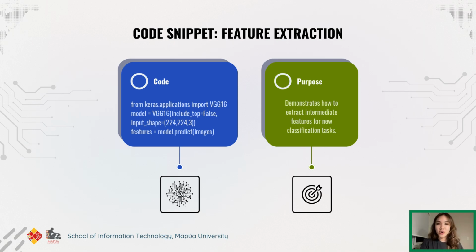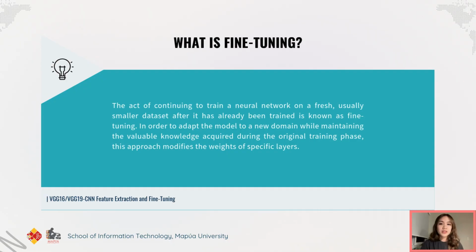We then use the model to extract features from a set of input images. These features can be saved and used for training a separate classifier. This technique is simple to implement and highly effective, allowing developers to take advantage of deep feature representations without building models from scratch.